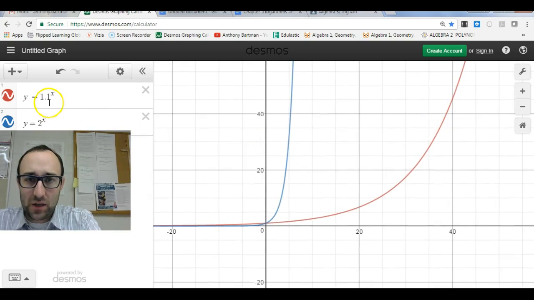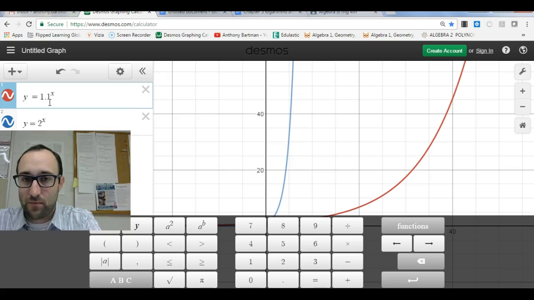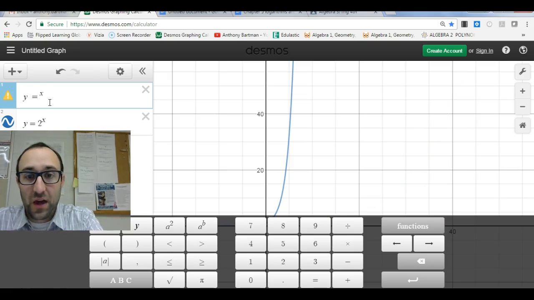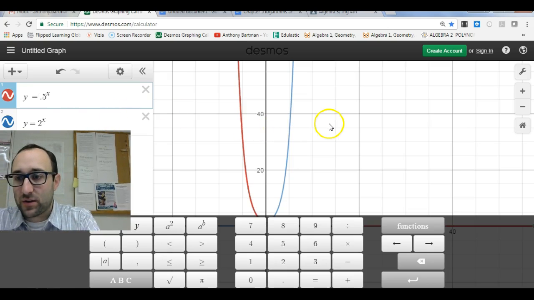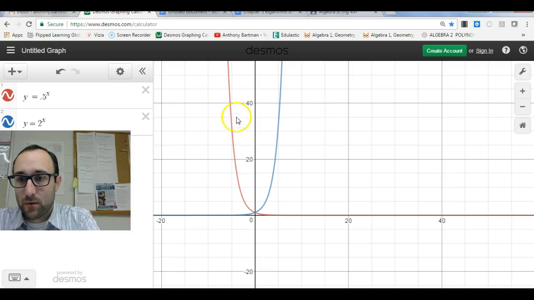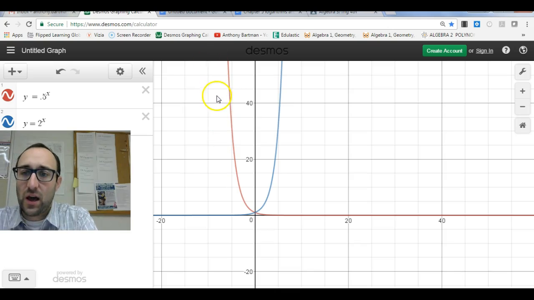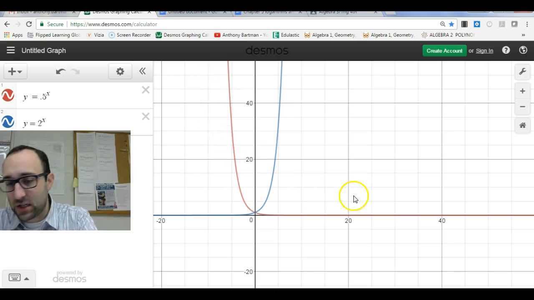Okay, now I picked numbers all above 1. What happens if I pick a number below 1? What do you think happens then? Look at this graph. It goes the other way. You say, well, why does that happen? Why is it increasing as I go to the left but decreasing as I go to the right?